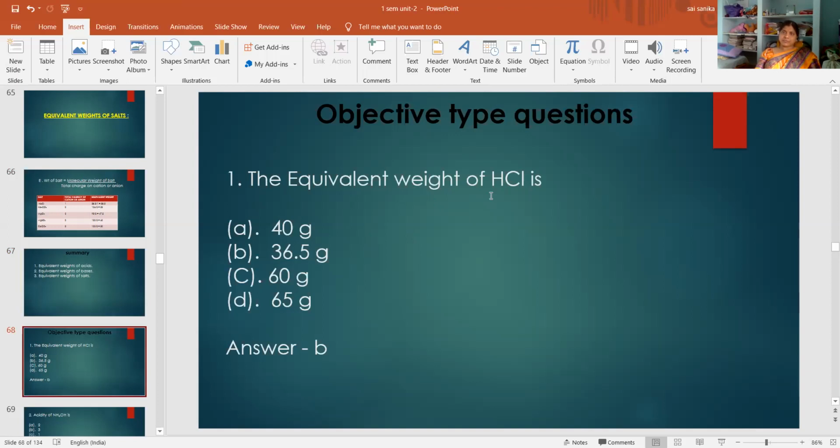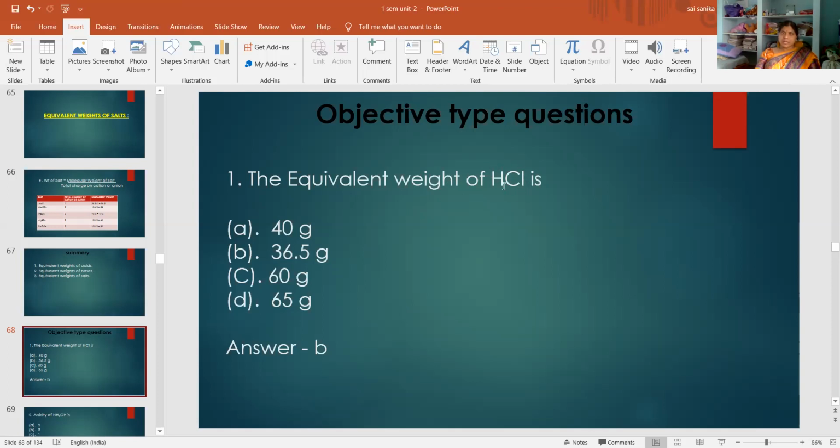H is 1, chlorine is 35.5, so that is 36.5. What is the acidity, basicity here? This is an acid. What is the basicity? Simple. HCl splits as H plus and Cl minus, so its basicity is 1. If basicity is 1, the equivalent weight will be equal to its molecular weight. The molecular weight you got is 36.5, so its equivalent weight will be the same. So the answer is B, 36.5 grams is the equivalent weight of HCl.